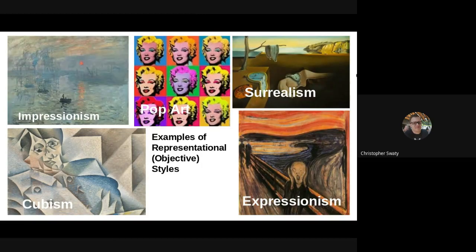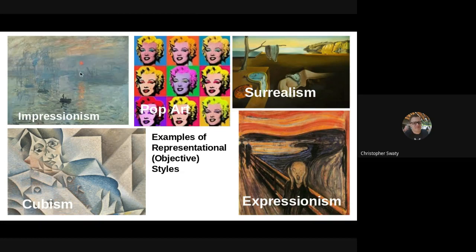Now, for the next project, you are going to be working in two different styles. The first style that I want you to work in is a representational or objective style. That means that I want you to look up one of these or a different style if you so choose. I chose some good examples of representational styles.